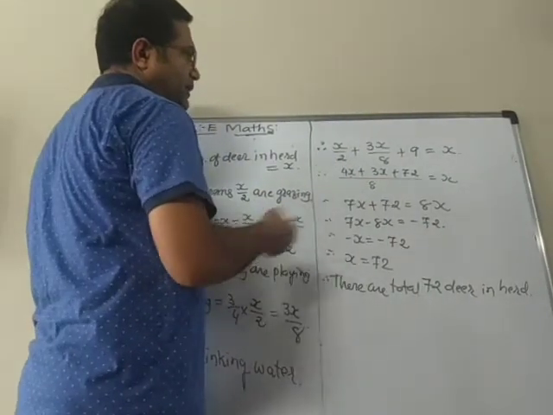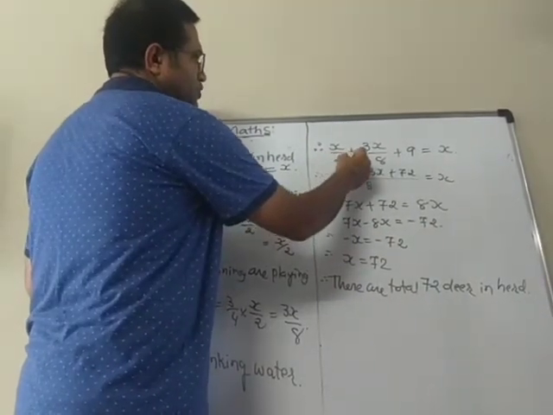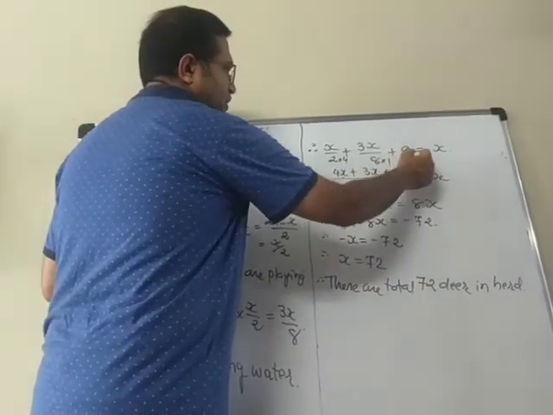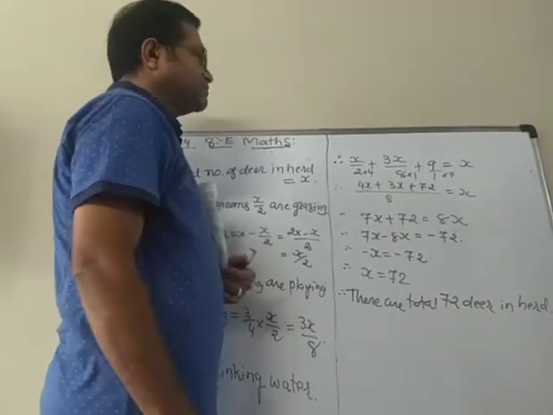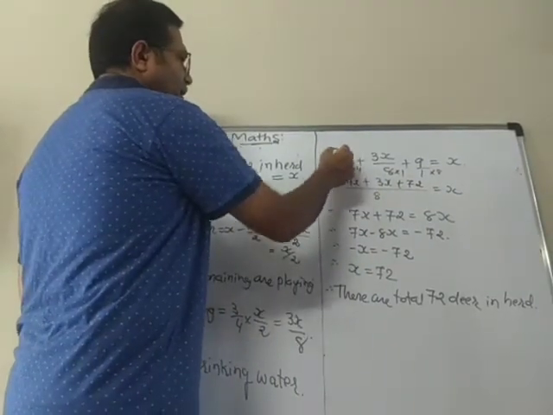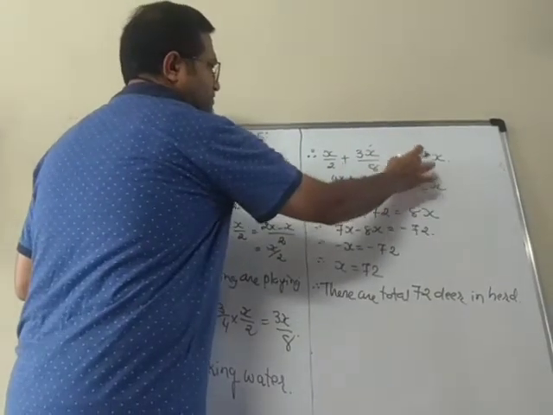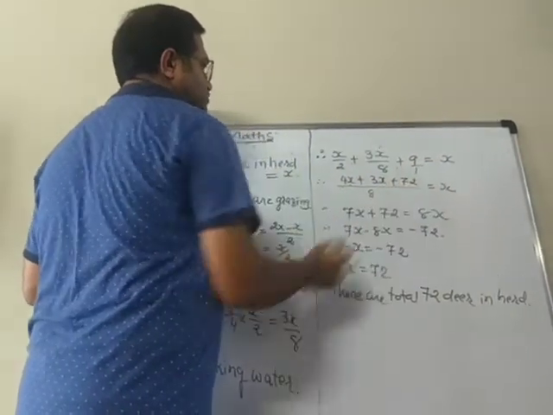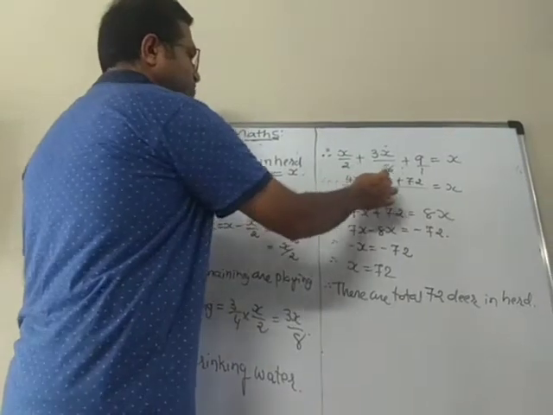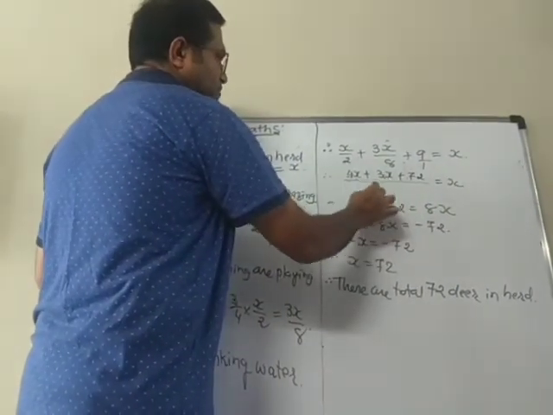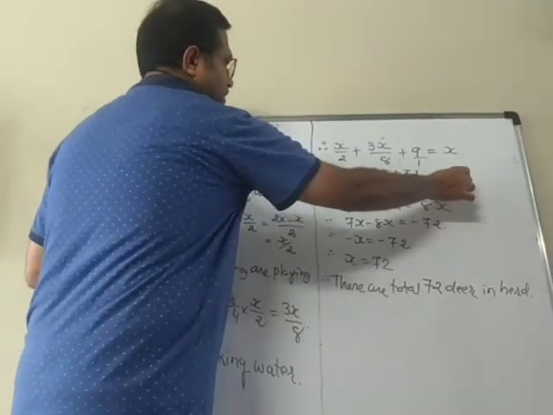So here we have to multiply with 4 because to make 8, here 8 is there, and here there is 1. So we can multiply by 8. So we get 4X plus 3X plus 9 8s are 72. 4X plus 3X is 7X. 7X plus 72.